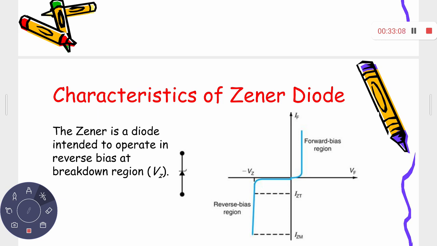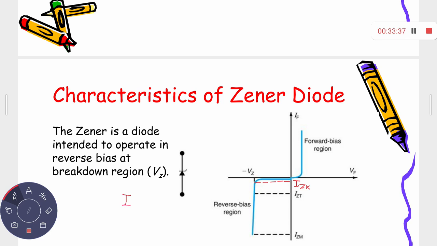So, as long as this current is within that range, IZK to IZM. IZK is that current, it has not been mentioned over there. This is the knee current, from where this breakdown operation starts. That is the knee current. And this dotted one, IZT, is nothing but the test current, which is in between this IZK and IZM.